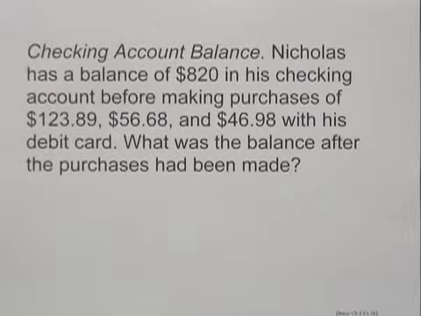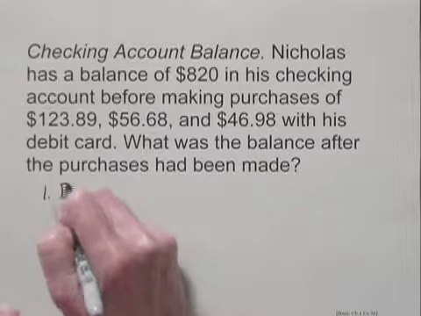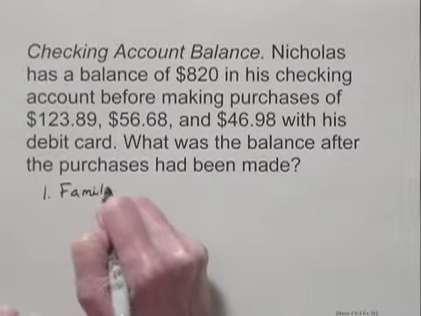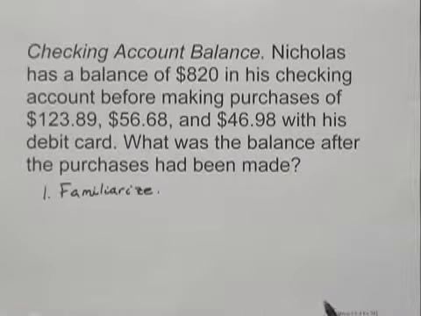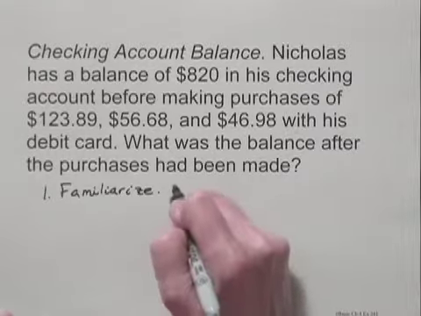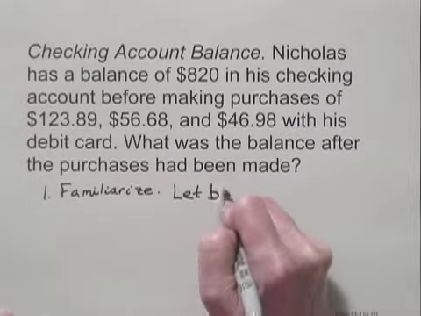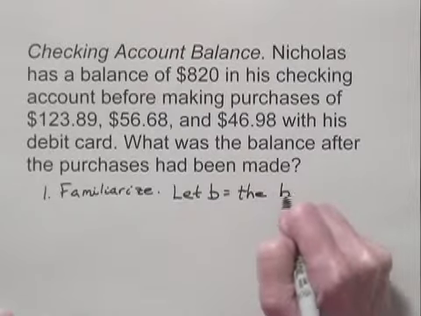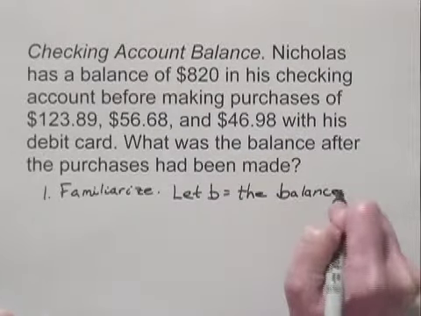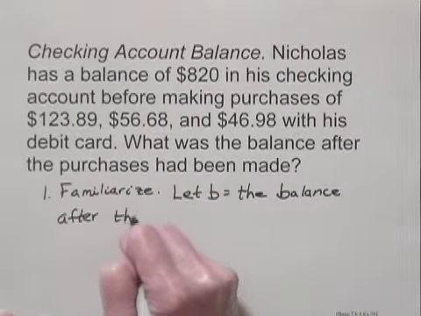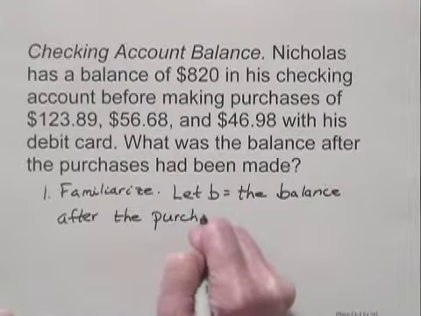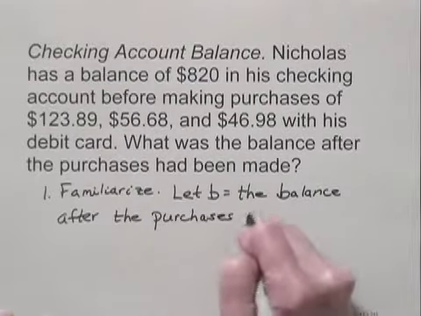Well, we'll use the 5-step problem-solving process, familiarizing ourselves with the problem first. You might want to reread the problem, making sure what each number represents and how we'll use them. And we'll also assign a variable to the balance in the account after the purchases had been made. Let's let that be equal to B. So we'll let B be the balance after the purchases were made.